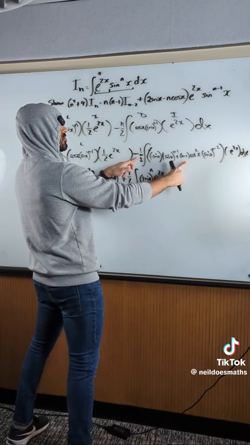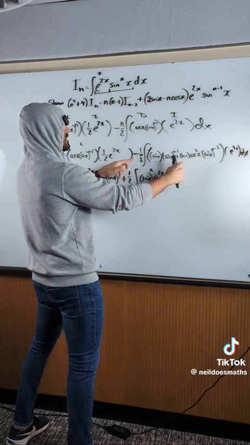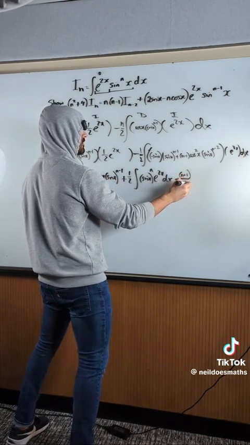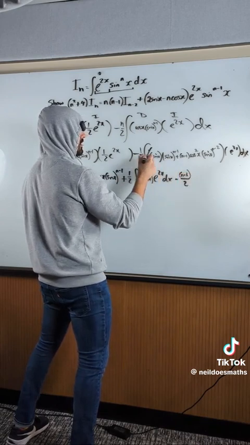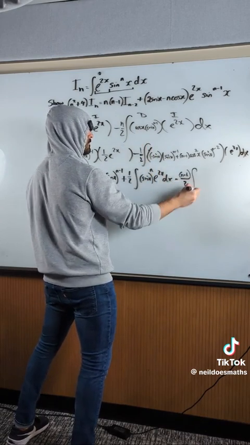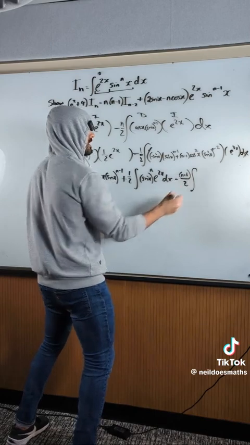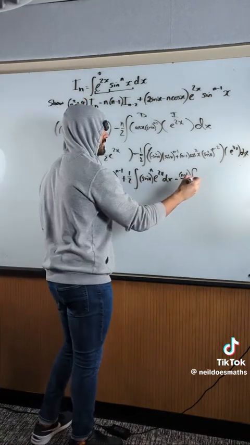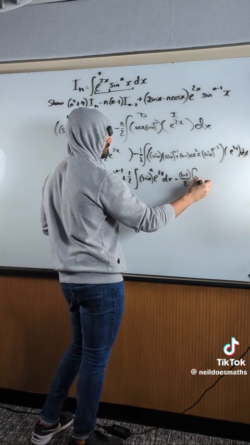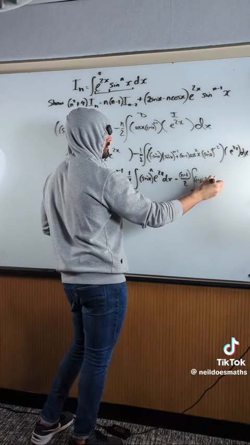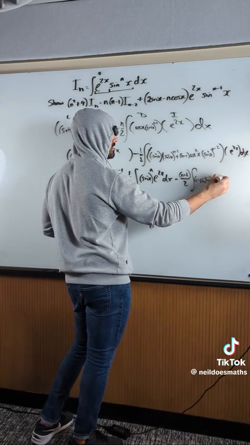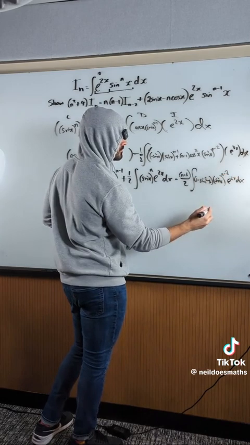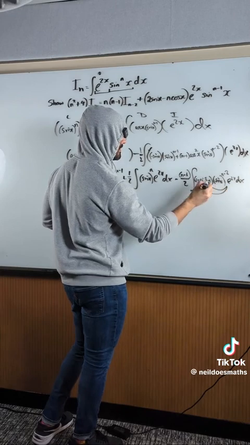Then this times this and this. This actually is a constant, so it can come out with this. It becomes minus n minus 1 over 2 integral of cos squared. Actually, if I'm going to rewrite it back as this, I'm going to rewrite cos squared as 1 minus sine squared, times sine x to the n minus 2 e to the 2x dx. We're going to have to multiply both of those terms in.